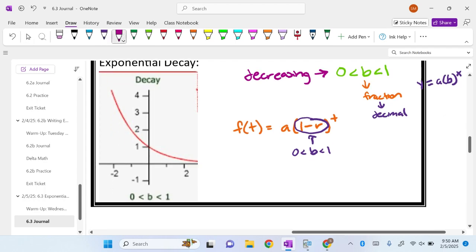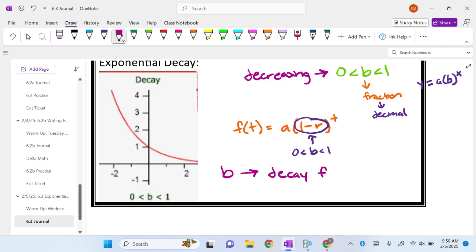And again, just to restate, your b value is also known in this case as your decay factor, which again, you would just use the formula 1 minus r to get.